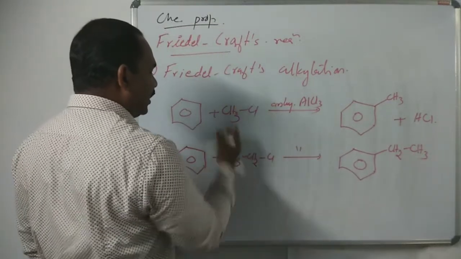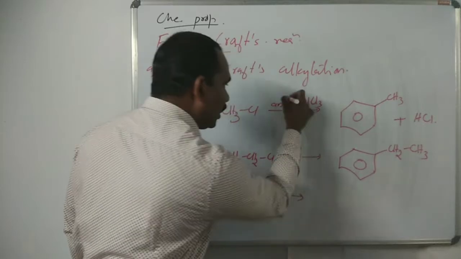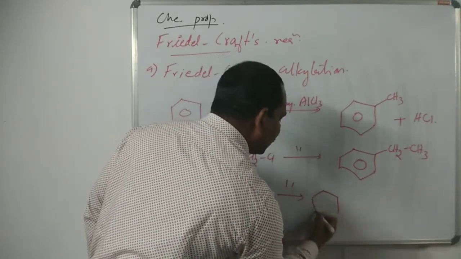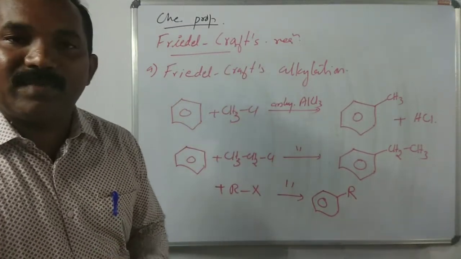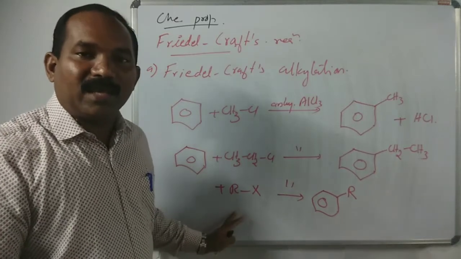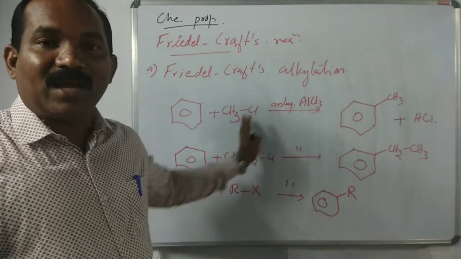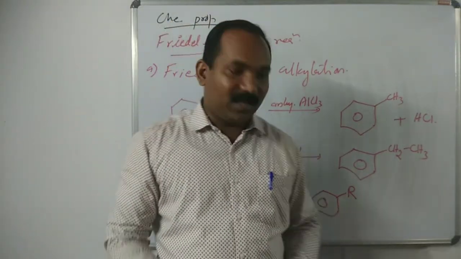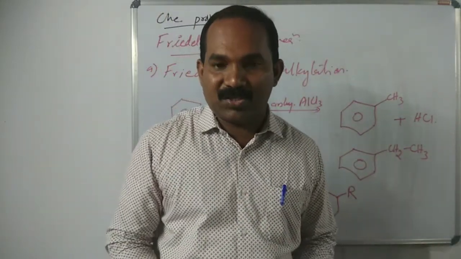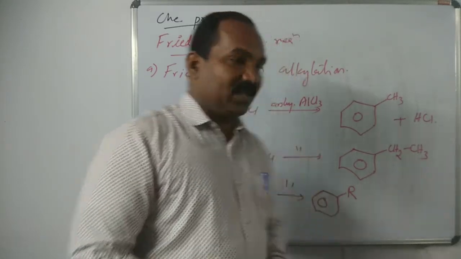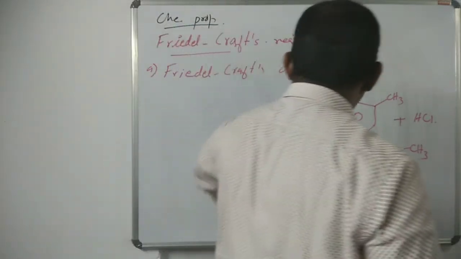So generally we can write that RX with anhydrous AlCl3 gives alkylbenzene. Alkylbenzenes are obtained when benzene and alkyl halide are treated with anhydrous AlCl3. That is alkylation, alkyl group substitution. And the next is acylation. Friedel-Crafts acylation. Very simple reactions.